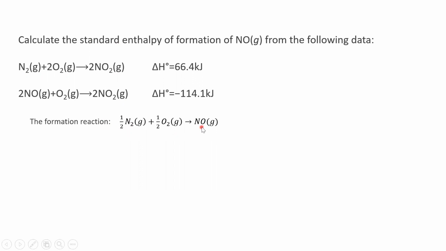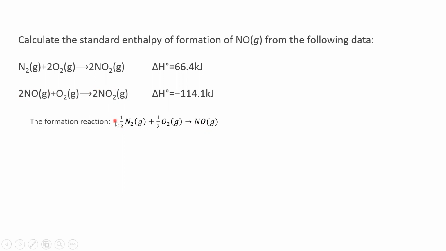We want to end up with NO on the product side, and it's in the second reaction, but it's written on the reactant side. That means we're going to need to flip this second reaction around to get NO onto the product side. And we don't want 2 moles of NO, we only want 1 mole of NO. So we're going to have to not only flip this reaction, but divide it by 2.